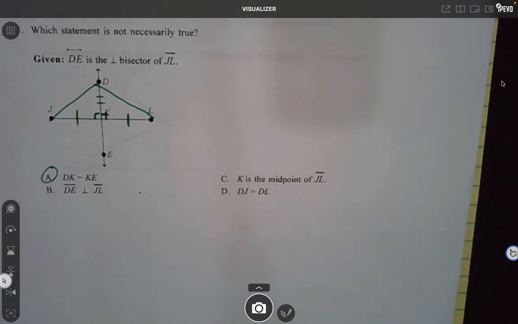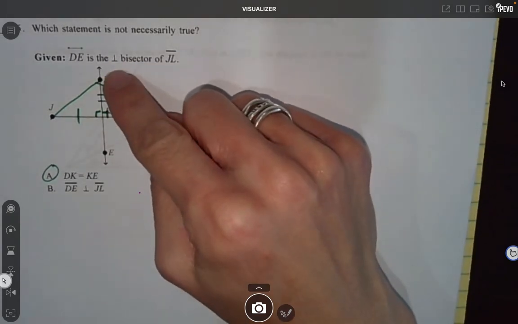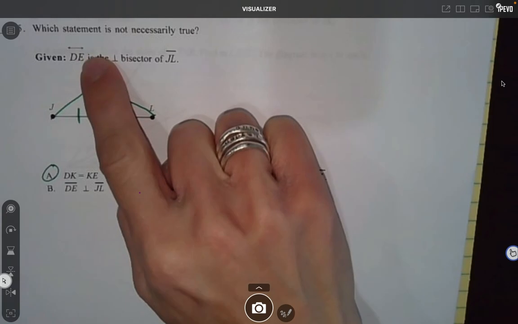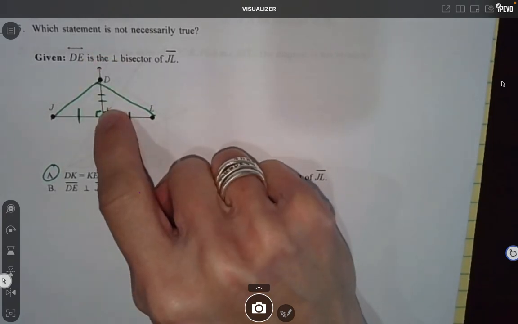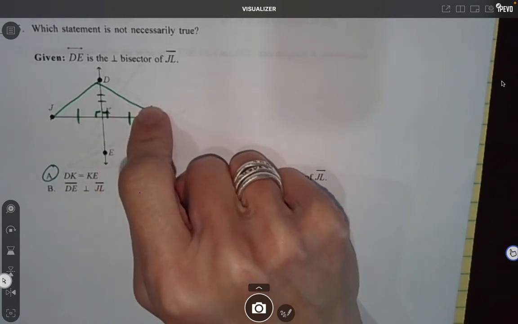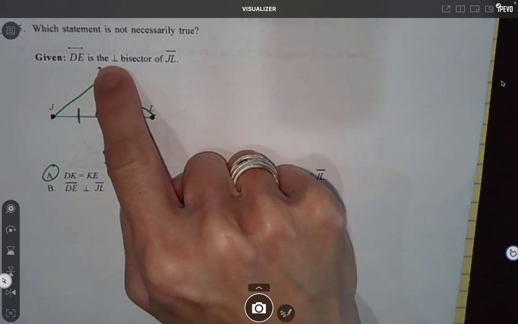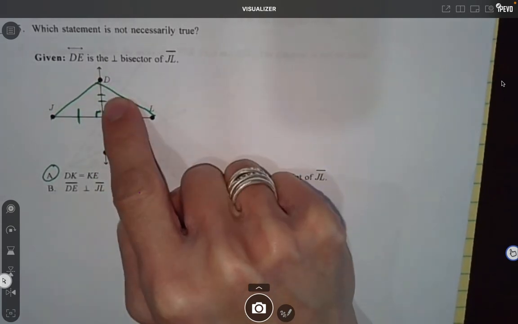Why is it not necessary? Because I don't know. If DK, I know nothing about the length of DE. All this told me was DE made a 90-degree angle, and it made these two sides equal. Okay? But I know nothing about the length of this thing. So I don't know if DK does that.